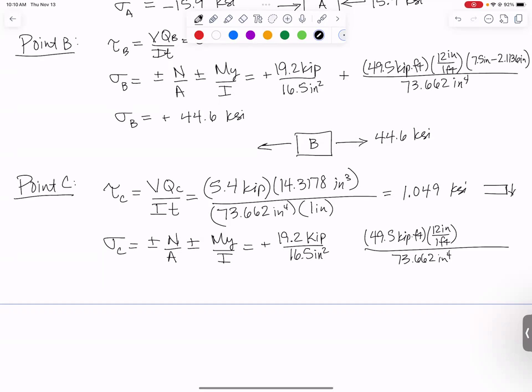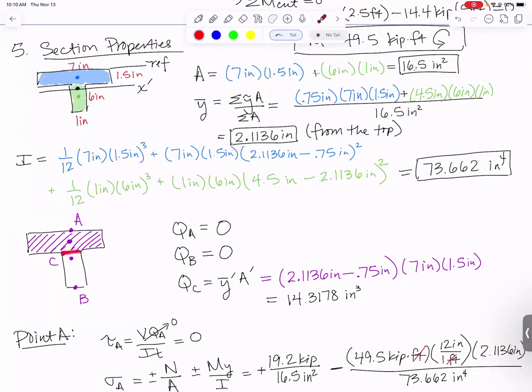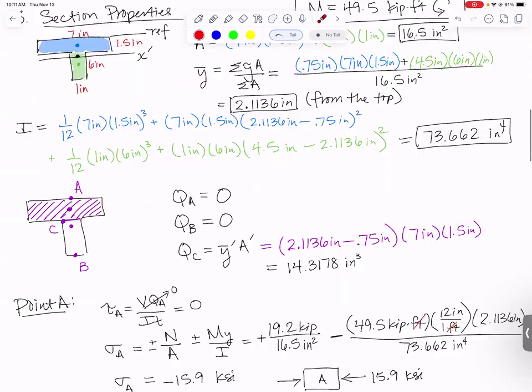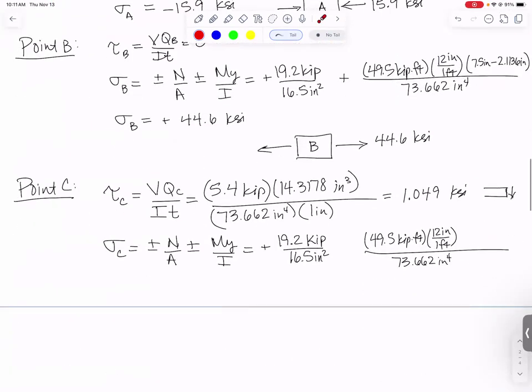Need to figure out if it's tension or compression. I need to figure out that y value. Point C is right up there at the transition between the blue and the green areas. So I need to know how far is it from the centroid of the shape. Well, point C is 1.5 inches from the top. The centroid is 2.1136 from the top. Subtract those and you'll get the right distance. 2.1136 inches minus 1.5 inches.